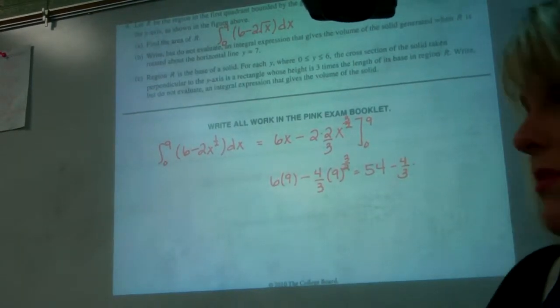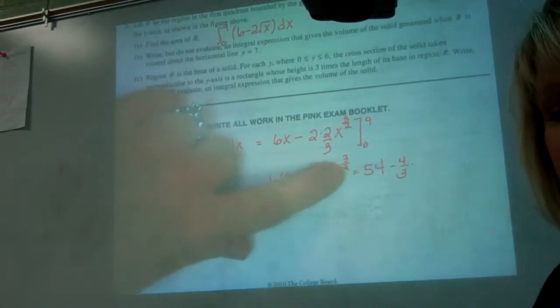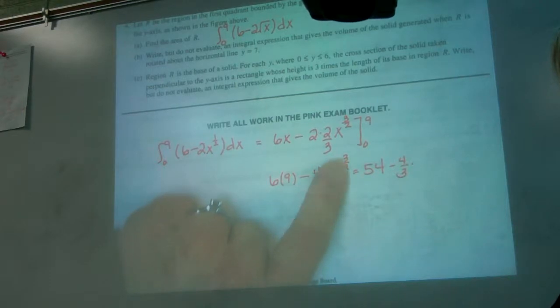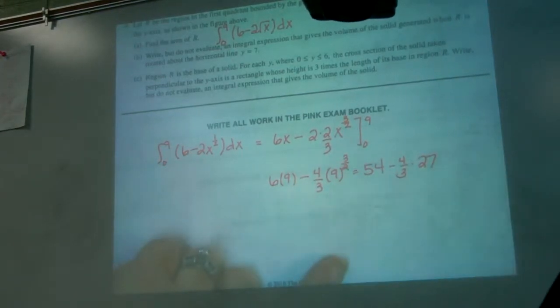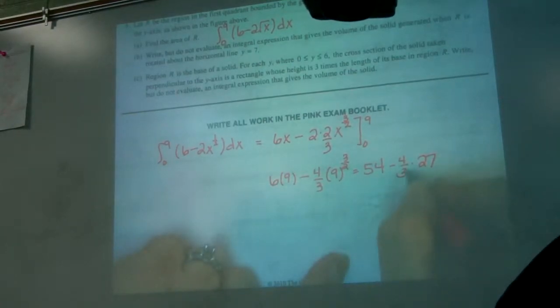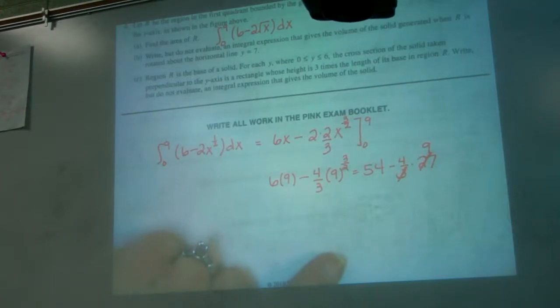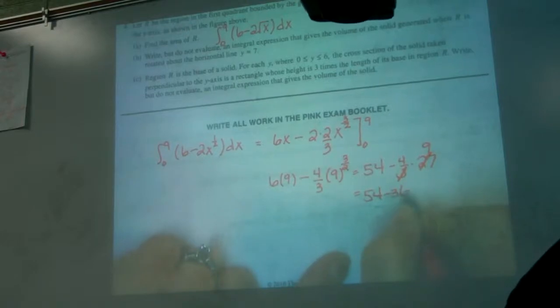So 9 to the 3/2, that means the square root of 9 cubed. The bottom number is your root, and the top number is your exponent. So this is telling me to do a square root and then cube what I get. The square root of 9 is 3, and then 3 cubed is 27. 4/3 times 27, 3 goes into 27 9 times. And 4 times 9 is 36. So 54 minus 36, which is 18.